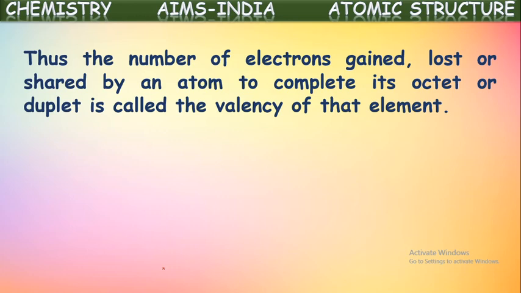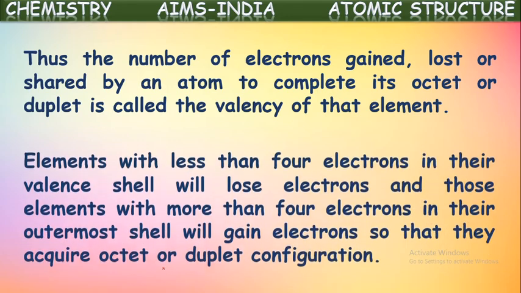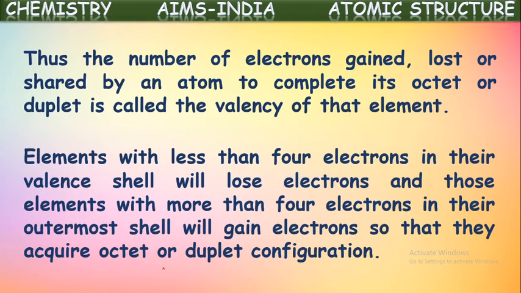Next, elements with less than 4 electrons in their valence shell. Here we may get a doubt. We are telling that some elements lose electrons, some elements gain electrons, and some share electrons. Which elements will lose electrons? Which elements may gain electrons? And which will share electrons? For that, the answer is given.